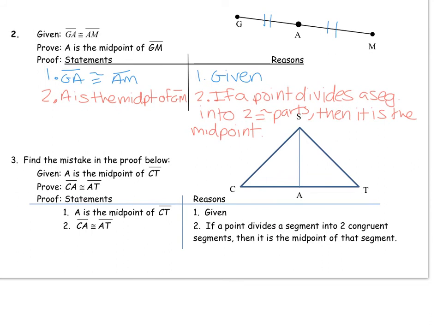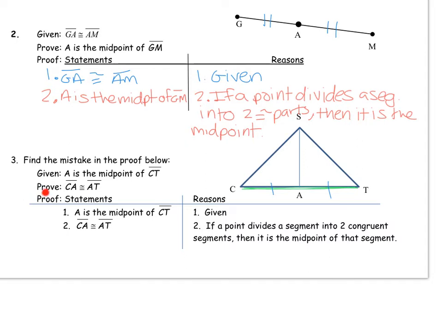Okay, the next one we just have to find the mistake. So this one says given A is the midpoint of segment CT. So I'm going to start by highlighting segment CT. A is the midpoint, means it's in the middle, so I have two congruent parts, CA and AT.